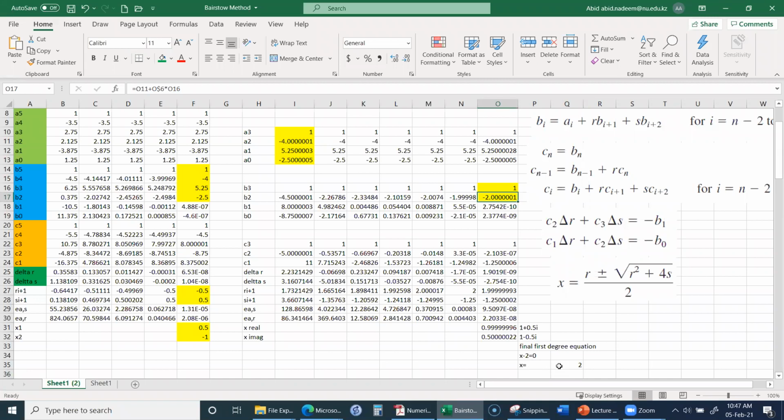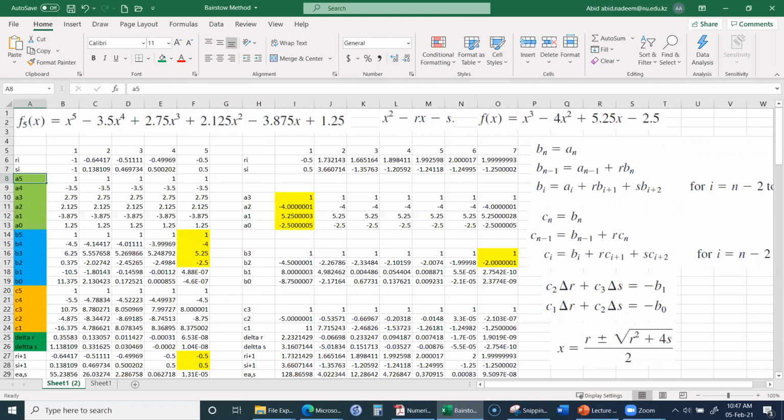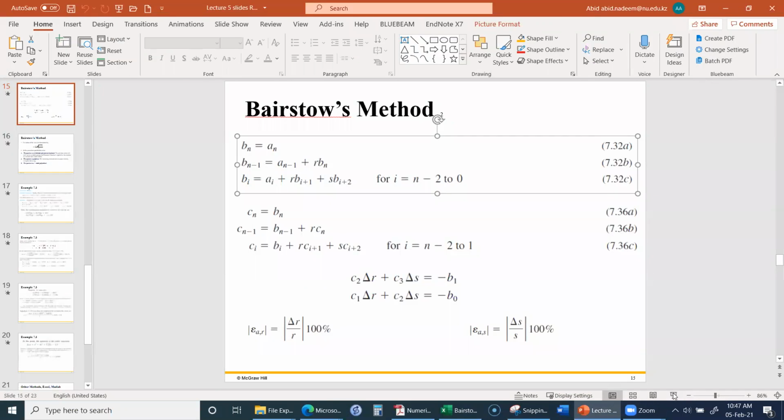Does it explain the method in Excel? Yes. All right, any questions about this method? Hello? No questions. Is it clear?